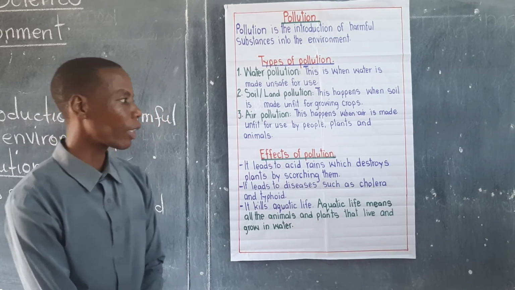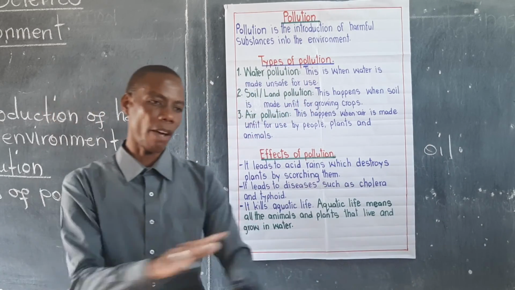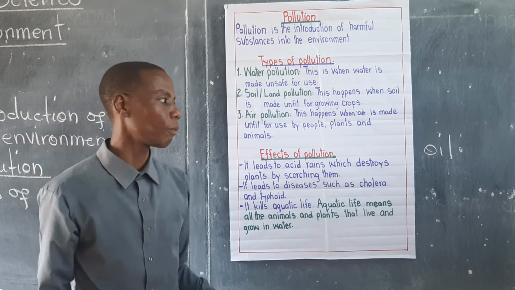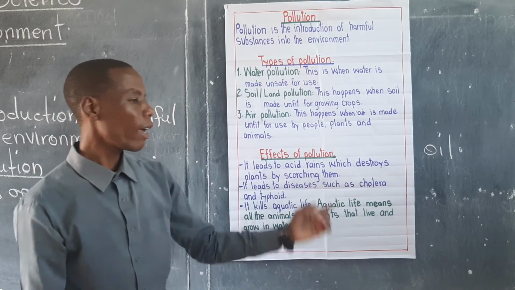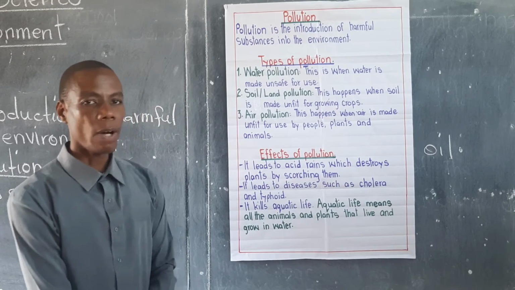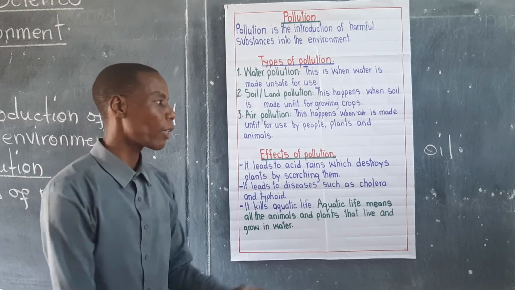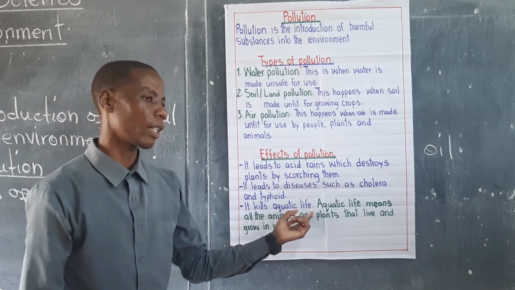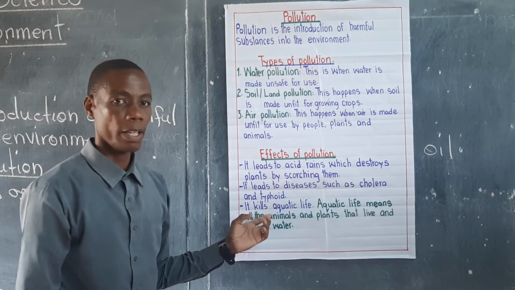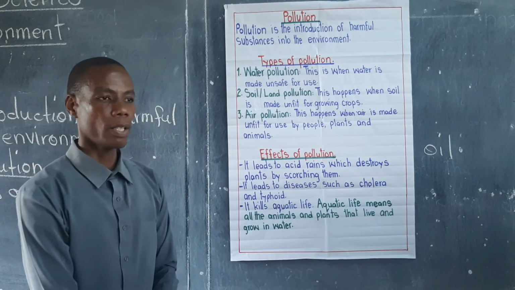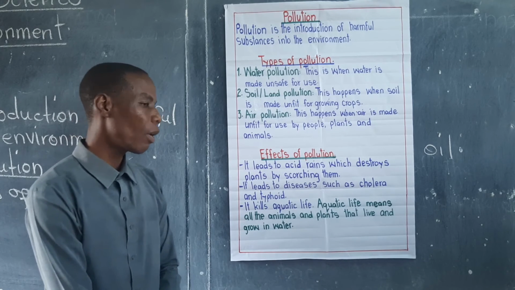How? For example, if you pour what we call oil in water, it is going to cover the top part of the water. What is going to happen if that happens? What will happen is that air now won't be able to enter the water. By so doing, it is going to make aquatic life to do what? To suffocate. This aquatic life is going to suffocate and eventually they are going to die. So that is what we can discuss when it comes to the effects of pollution.